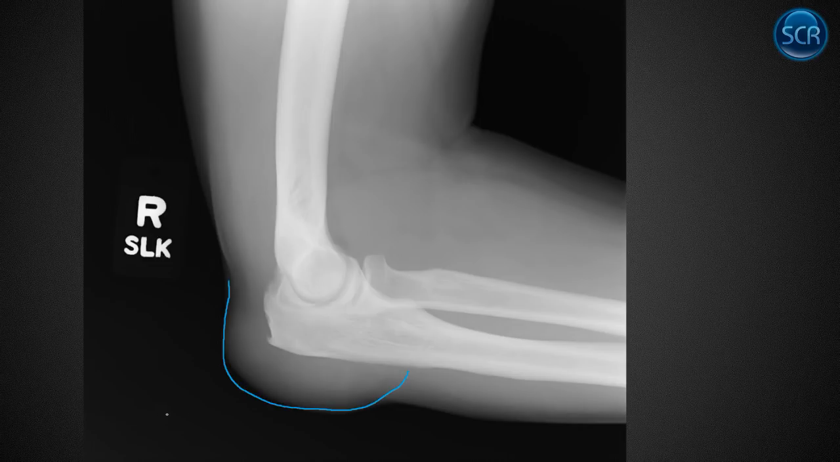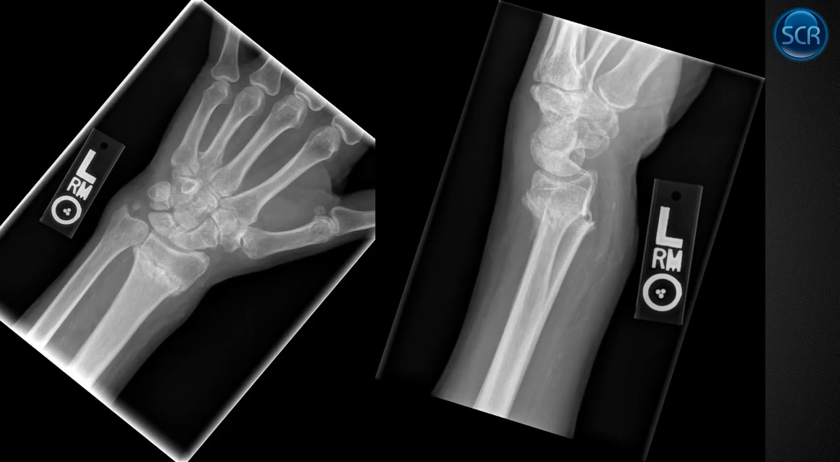This is a big old gouty tophus. So this person has gout, and over the olecranon is a common site. The olecranon bursa is where uric acid crystals deposit and create a tophus. So this is what a gouty elbow looks like.